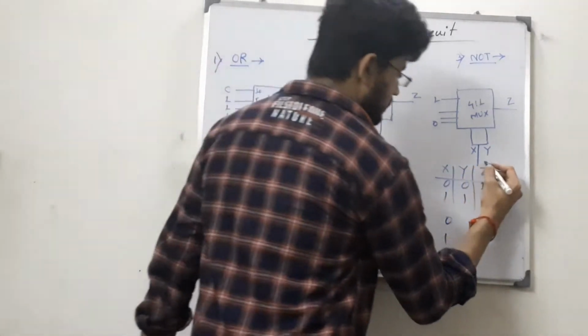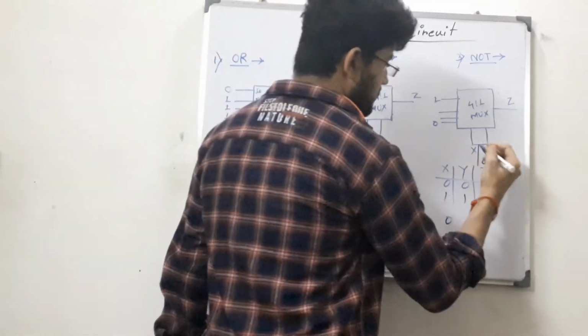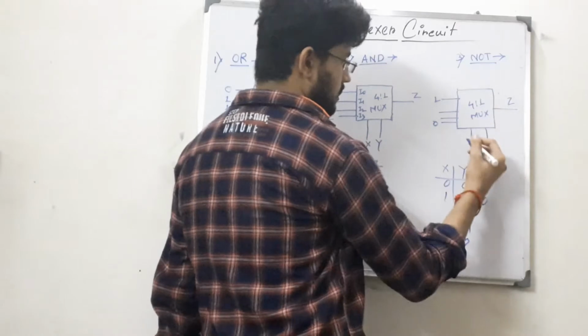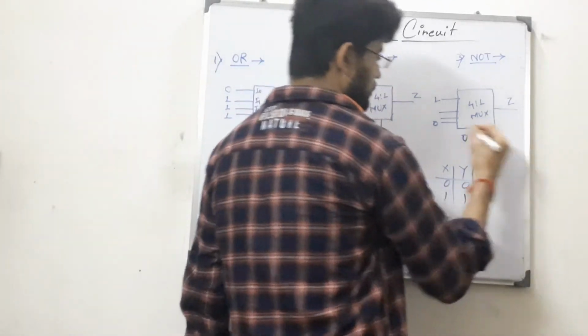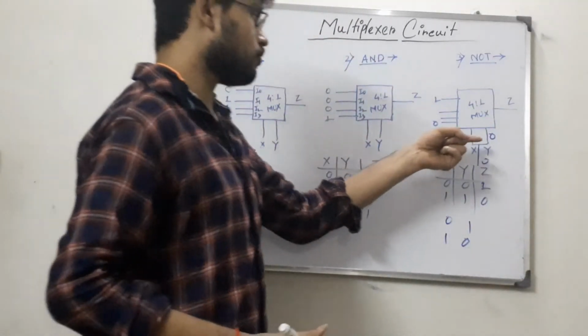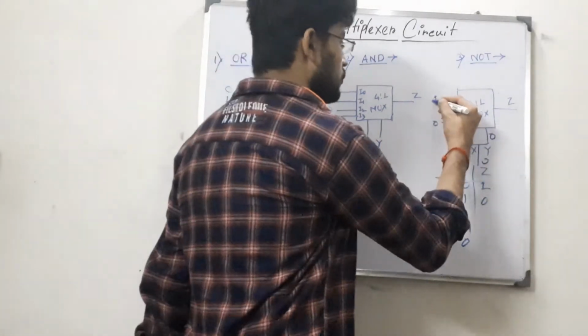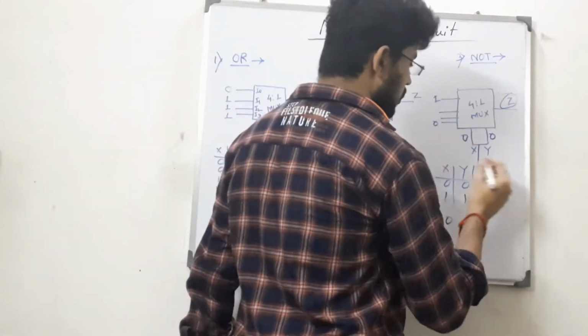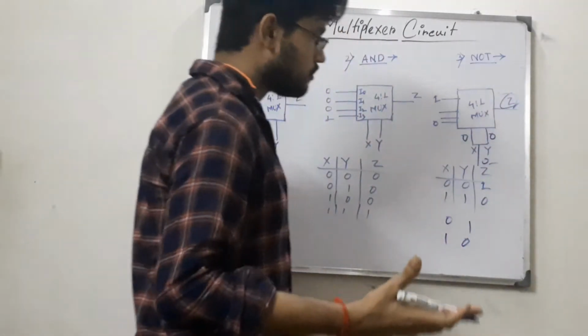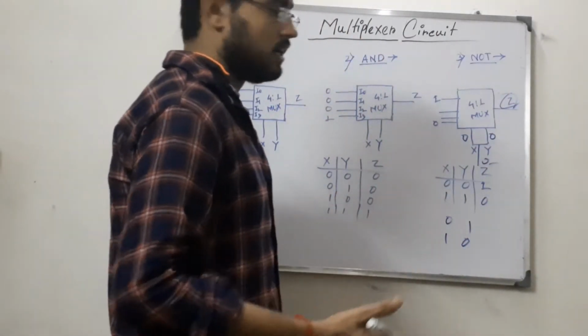So if we give 0 here, then the same input 0 will be given to this x and similarly to this y. So this holds the 0 0 combination of mux. 0 0 means I0 is active and I0 equal to 1, we get output as 1. So if we give 0, we get output as 1. This holds the properties of NOT gate.